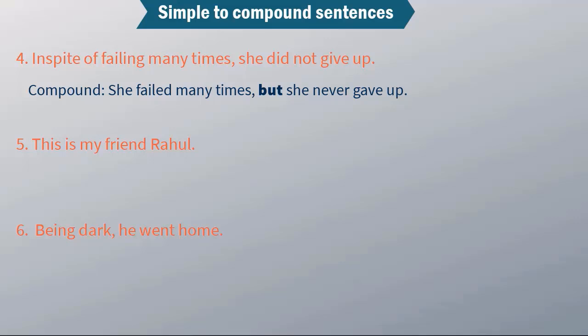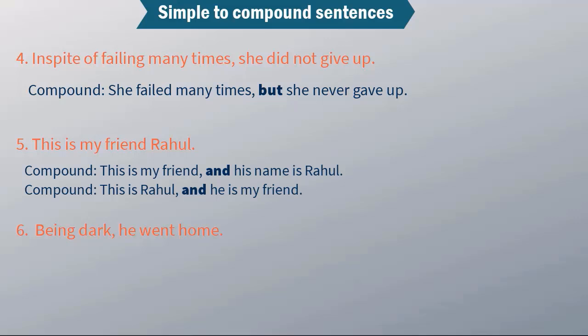This is my friend Rahul. Now, how can we make this sentence into a compound sentence? Do we have two pieces of information? Yes, we do. His name is Rahul and he's my friend. So I can say this is my friend and his name is Rahul. Or he is Rahul and he is my friend. Got it?